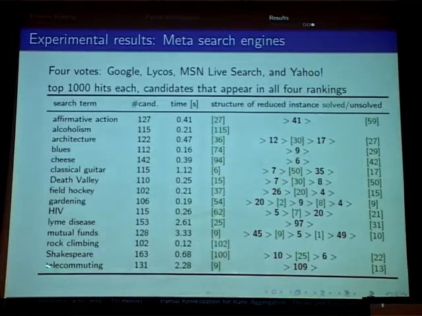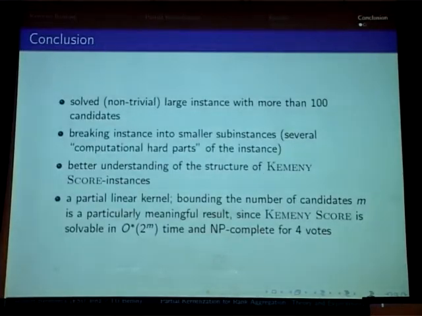But we could also find some harder instances where the set of irreducible candidates was quite greater. The instance with 109 candidates we could not solve anymore. But at least even for this instance, we know the first 9 winners and the 13 losers of this instance. And that's maybe also of interest in this case. Okay, what have we learned? We could solve quite large instances with more than 100 candidates.